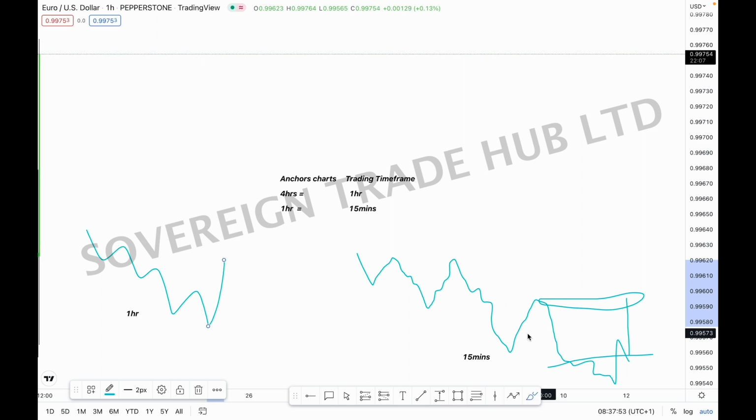Now, in conclusion, what did I just say? Your trading time frame should always align with what's happening on the anchor chart. And when you spot a change of character on the trading time frame, you should trade in line with that change of character for the short term until it becomes imprinted on your anchor chart. Now, when it becomes imprinted on your anchor chart, you can take it for the longer term or intraday trading.